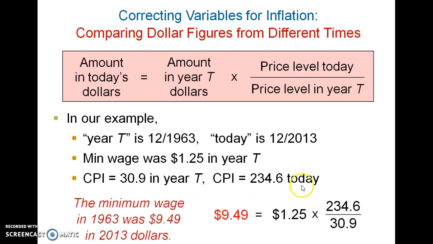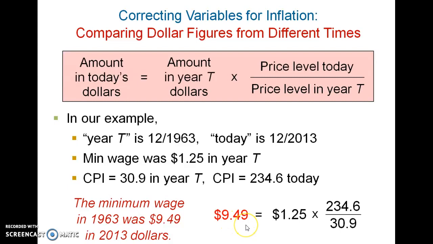Setting this up, you just take the CPI, 234.6, divided by the CPI from 1963, 30.9. You get an amount of about 7.56, and then you multiply that by 1.25. Once you're done with that, you end up with a calculation of $9.49, and this is now in 2013 dollars. You can compare that to what the minimum wage actually was in 2013, $7.25, in 2013 dollars. If you take the 1963 minimum wage and move it to 2013 terms, it's $9.49.